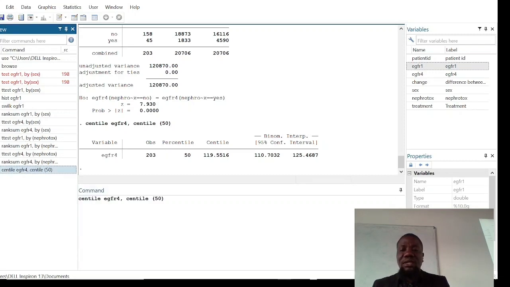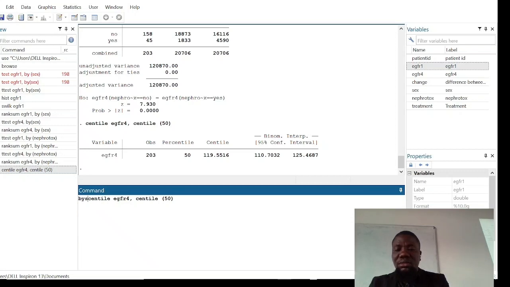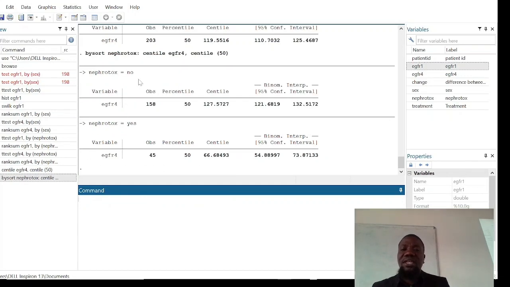But if you say by sort, nephrotoxicity, you say separate the EGFR by those that had nephrotoxicity and those that did not have nephrotoxicity, and then determine their medians. You see that the median EGFR for those without nephrotoxicity was 127, while the median EGFR for those who ended up with nephrotoxicity was about 67. So there was a difference after treatment.